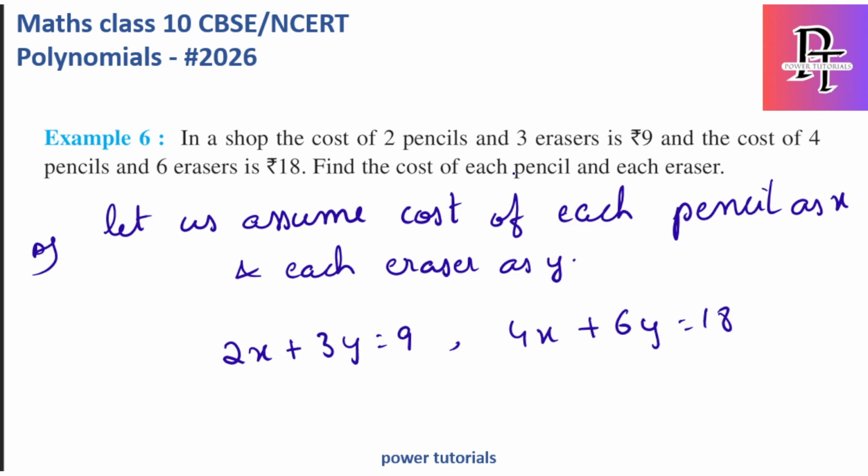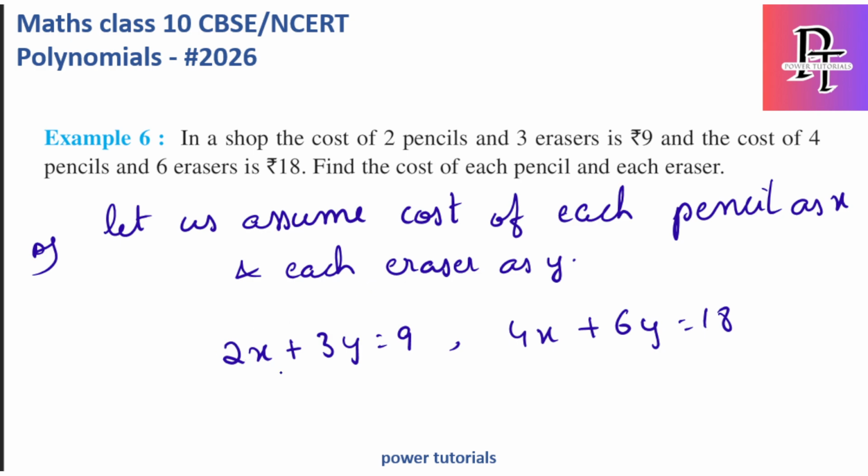Two pencils, 3 erasers is 9; 4 pencils, 6 erasers is 18. Okay, they are asking to find the cost of each pencil and each eraser. So let's solve it using the substitution method.